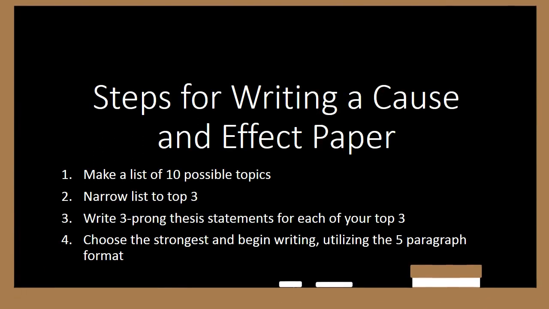So when you get ready to write this cause and effect paper, you want to take steps similar to if you were writing the persuasive paper. First of all, make a list of 10 possible topics. So look at historical events or conditions. You may want to look at the assassination of a political figure. You may want to look at drugs in popular culture.